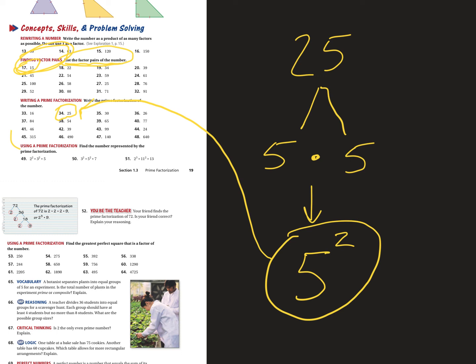Okay, so that is prime factorization: coming up with the smallest numbers in a factor tree that multiply together to give us another number. Hope that helps. That was section 1.3, prime factorization.